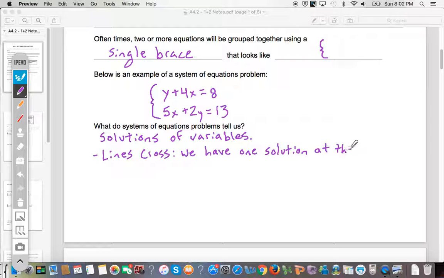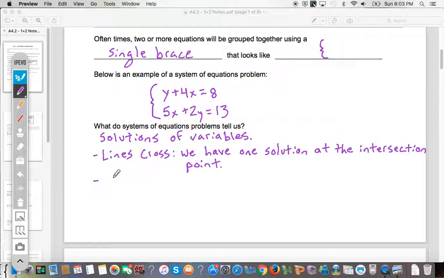At the intersection point. Okay, so if we have two lines that cross at the point 2, 3, okay, so x equaling 2 and y equaling 3, we know that's our solution. Okay, so let's say these two lines cross at the ordered pair 10, 4. Okay, x equals 10, y equals 4. That means for both equations here, x would equal 10 and y would equal 4.